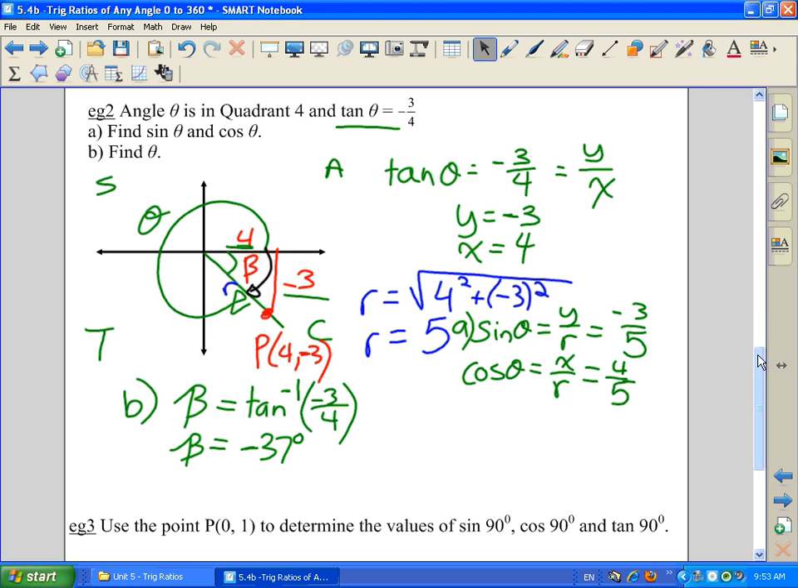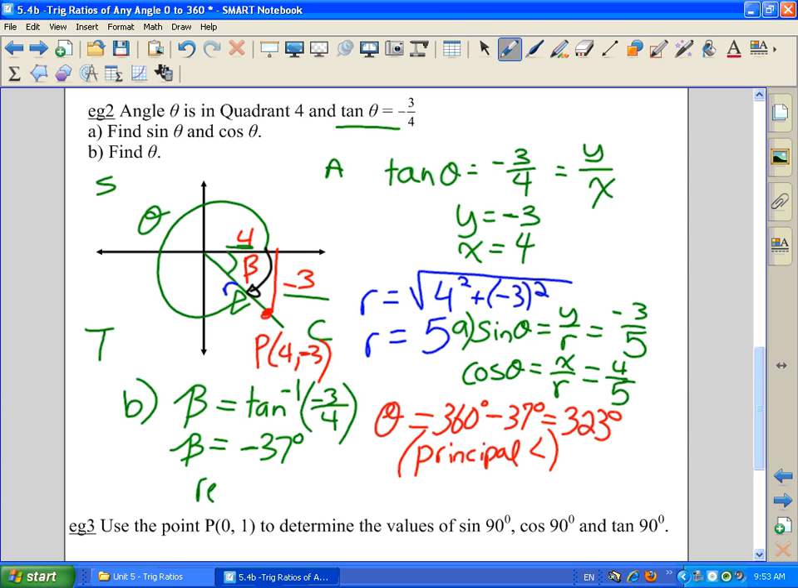But to find your principal angle, theta, the principal angle equals 360 degrees, subtract your 37 degrees, which equals 323 degrees. And that again is your principal angle. All right, and just to make sure we're consistent here, guys, this is your reference angle.